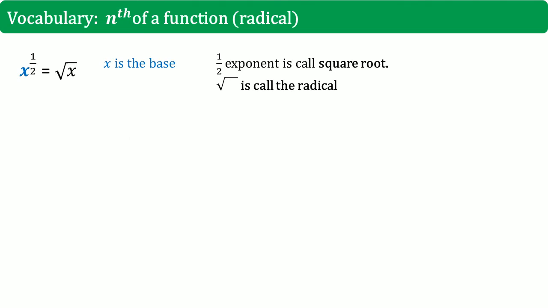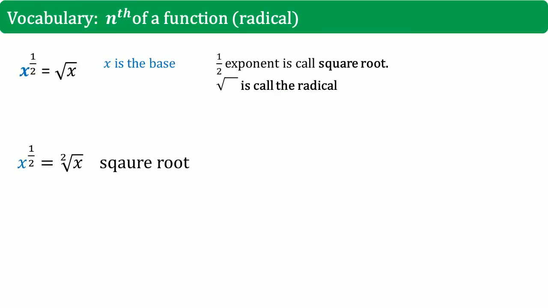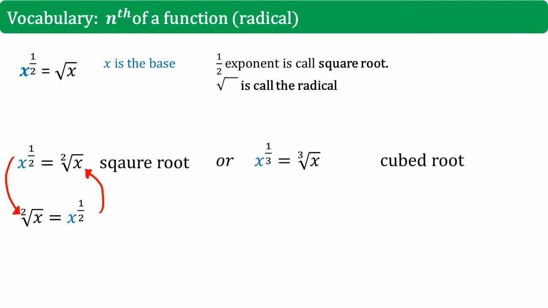We're going to review the vocab from part 1. When you see x to the 1/2 power, you can write it as just radical x. The weird symbol here is called a radical. The 1/2 exponent is referred to as the square root. So you could see it like this, and you can convert between the two. You need to be able to go from here to here, and vice versa. Sometimes you might see it as x to the 1/3 power. Rather than saying square root, you say cube root.